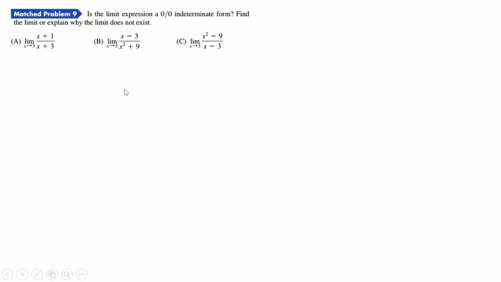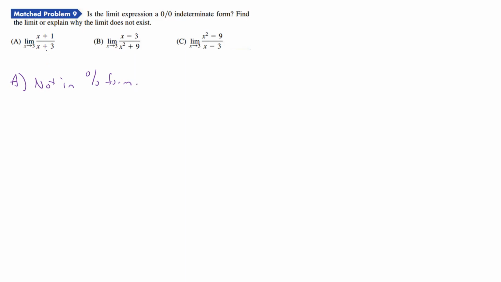We have some examples. And so first we ask, is the limit expression a 0 over 0 indeterminate form? And then find the limit or explain why the limit doesn't exist. All right, so for A. As x approaches 3, well, if we plug in 3 here, that's going to be not 0 in the denominator and not 0 in the numerator. So it's not in the 0 over 0 form. So that's the first thing it asks for.